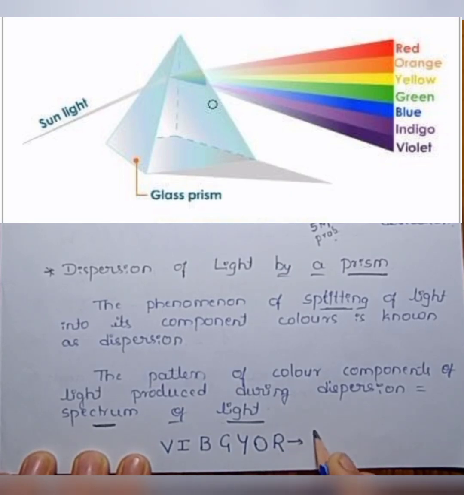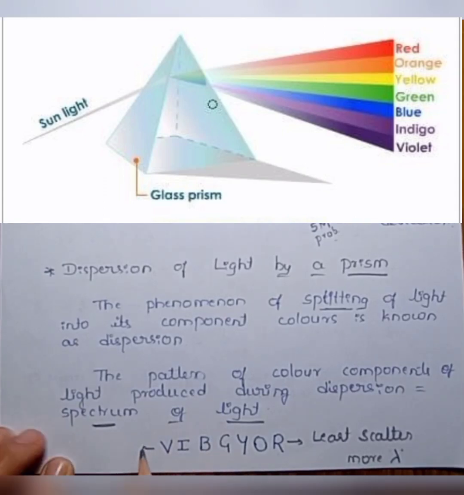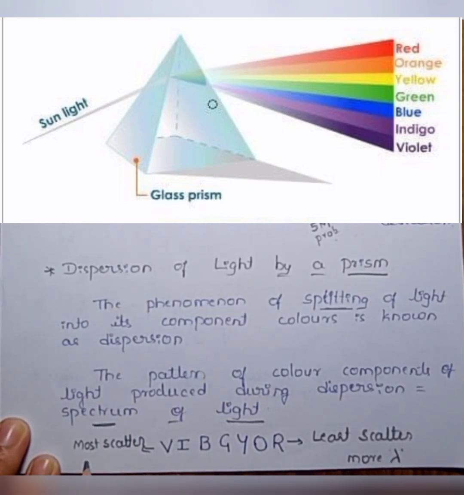Here, red light is least scattered and has a longer wavelength, lambda. Violet is the most scattered light ray and has a shorter wavelength.